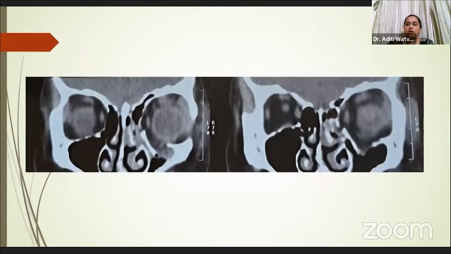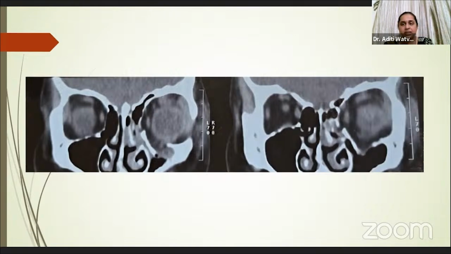When we order a CT scan, it is very important to order a proper CT scan, a CT orbit, which should include bony as well as soft tissue windows in axial, coronal, as well as sagittal cuts wherever possible. Here we need to see what kind of fracture is there, whether it is involving the strut, what walls are involved, and whether there is any muscle entrapment or prolapse.